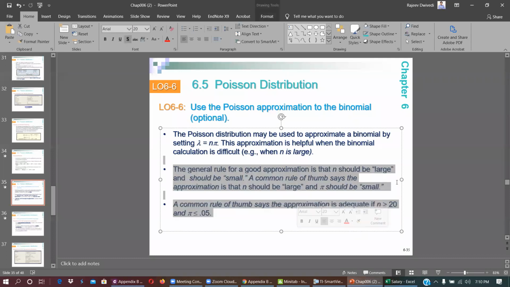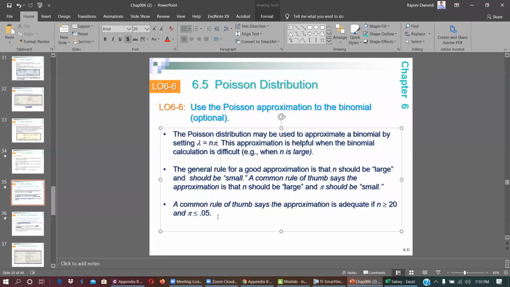So this is again some theoretical part. Poisson distribution may be used as an approximation to binomial by setting lambda equal to nπ. It means you can convert a binomial distribution to a Poisson distribution by using nπ as lambda. This approximation is helpful when binomial calculation is difficult. Whenever you find it difficult to calculate a binomial distribution, you can convert it into Poisson and use that.